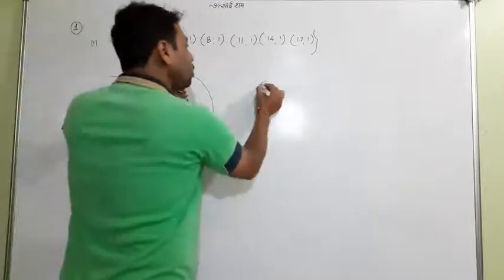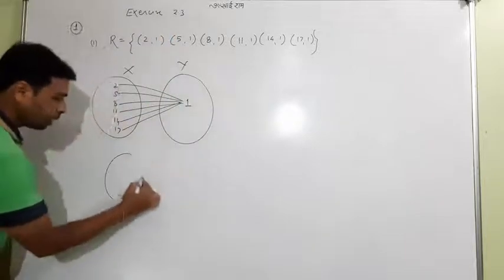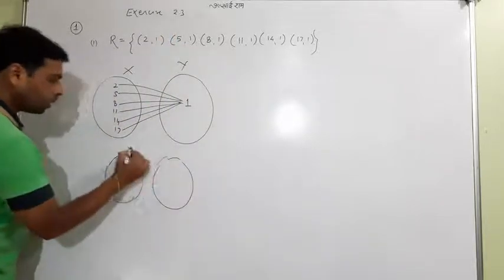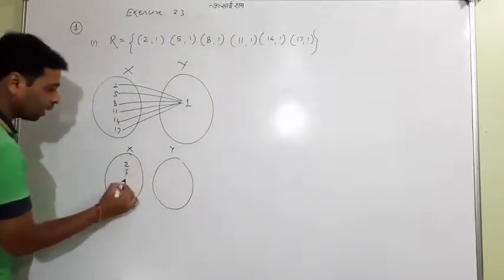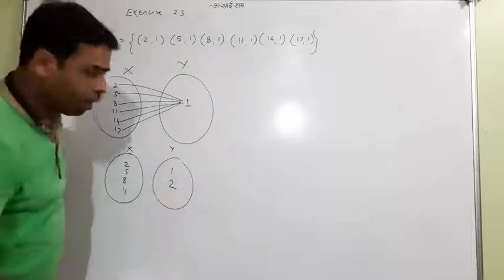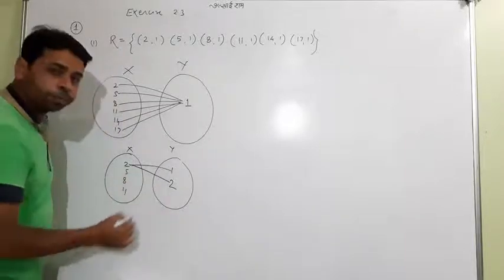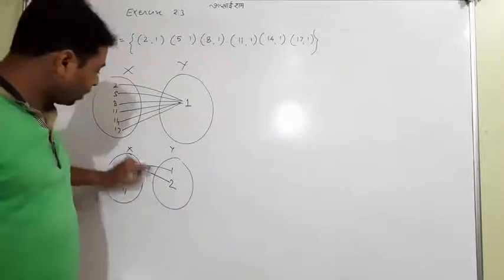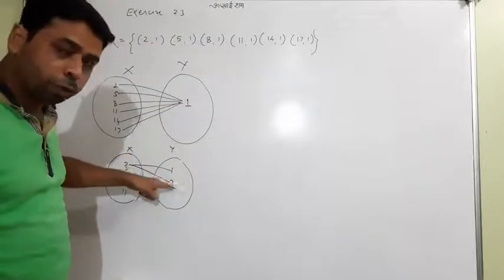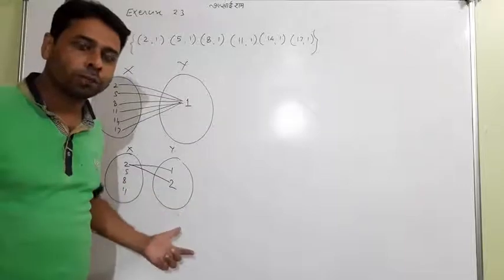If you are not getting it properly, let me give you one more example. Suppose a question comes like 2, 5, 8, 11, and the images are 1 and 2. Suppose the image of 2 is 1 and the image of 2 is also 2. This is wrong, because this time the image of 2 is not unique. It has double images, so it is not a function.